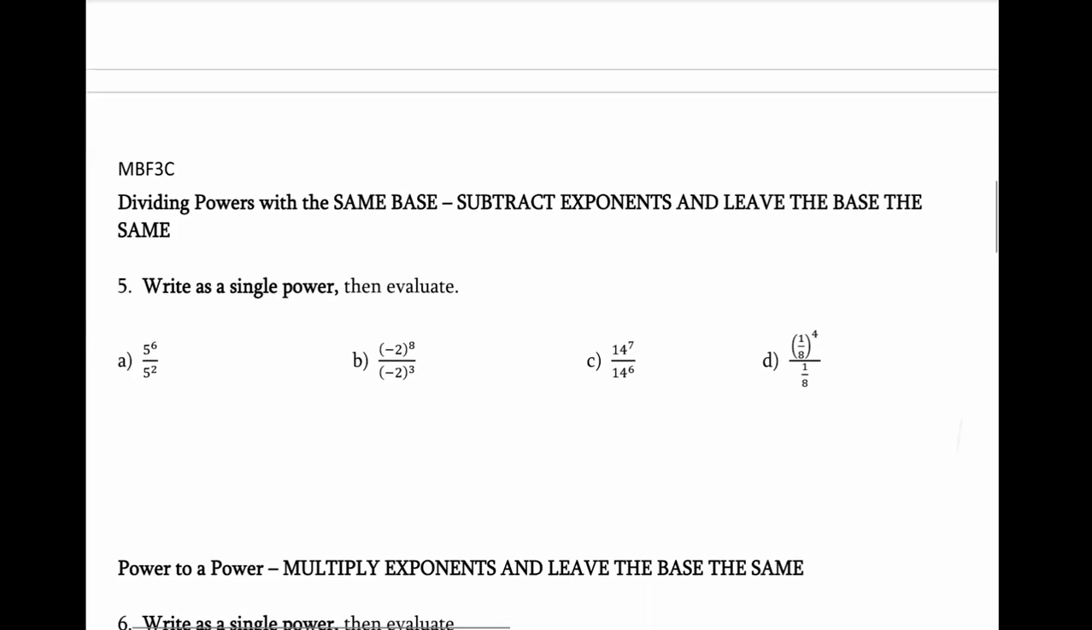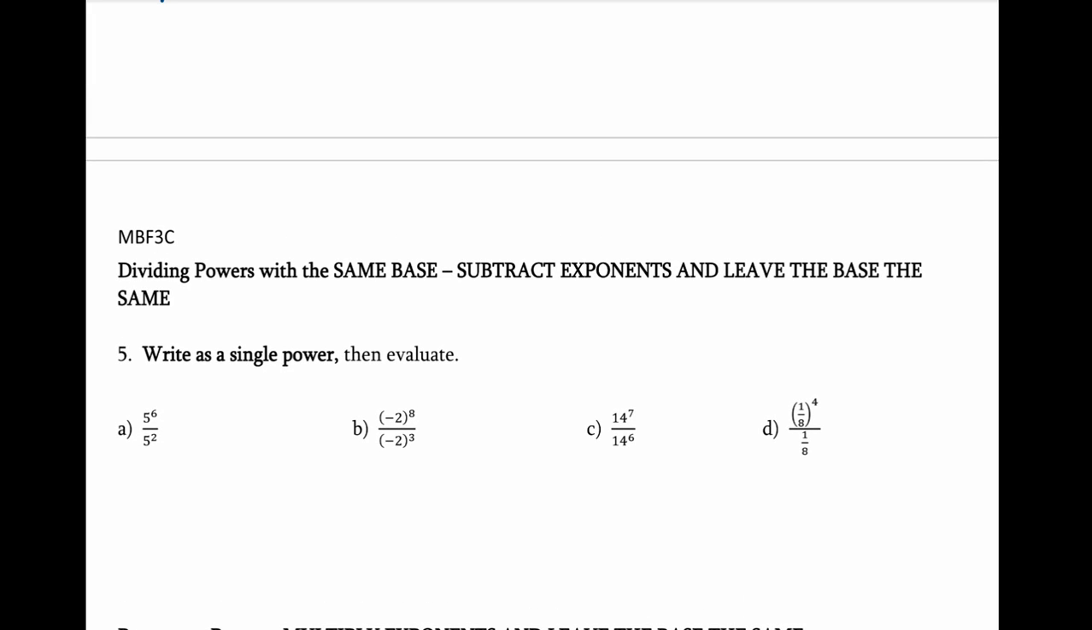The next part is we're going to look at dividing powers with the same base. If we divide powers with the same base, what we have to do is subtract the exponents. And the same thing as the last one, we're going to leave the base the same. So the key thing here is we're subtracting exponents. We're going to go through the same steps. We want to write each as a single power and then evaluate.